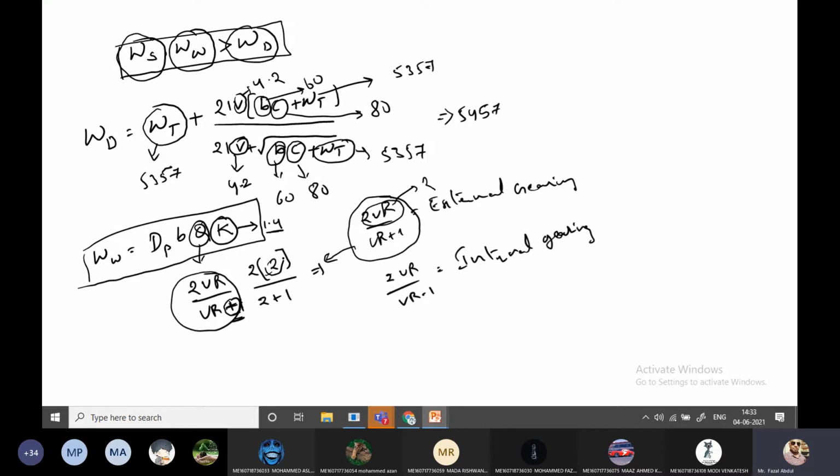So that is the value 2, 2 into VR by VR plus 1. So how much? 2 into 2 by 3, 4 by 3. So this is the one. And dP, diameter of the pinion, how much did we get? Diameter of the pinion 0.4. And the face width, how much did we get? Just now we calculated 60. K value 1.4. Now everything is there on the screen.